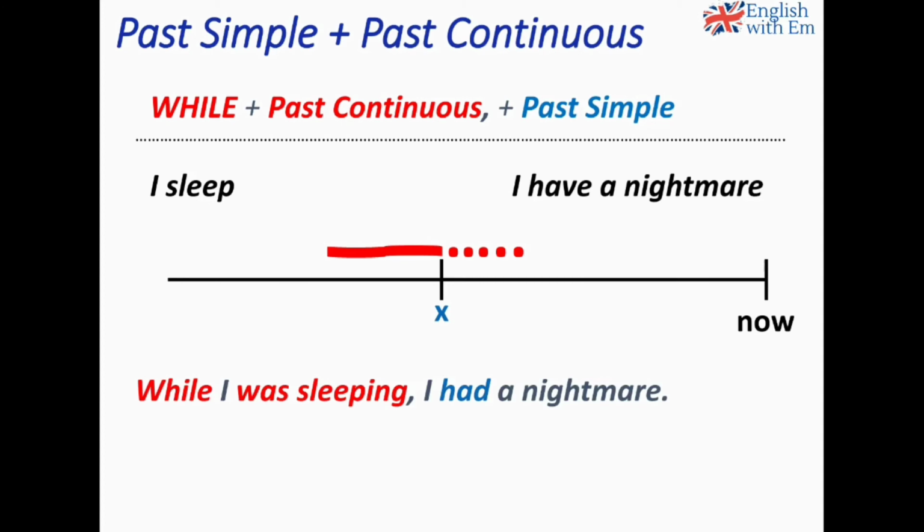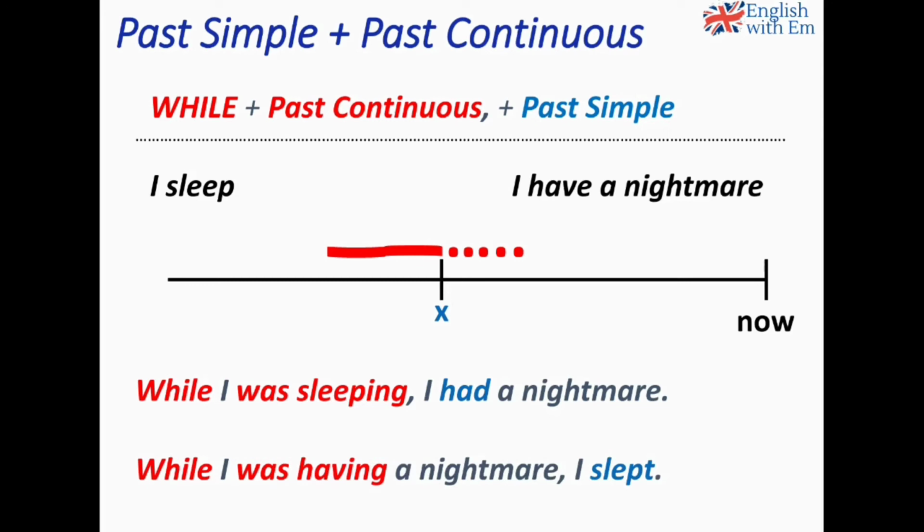While I was sleeping, I had a nightmare. Or is it, while I was having a nightmare, I slept? Which one do you think is correct? Is sleeping the longer action, or is having a nightmare the longer action? While I was sleeping, I had a nightmare. Again, fortunately, the nightmare would be short and sleeping would be a longer action.